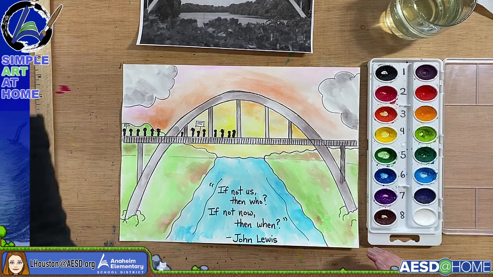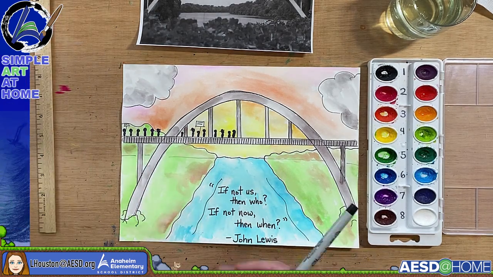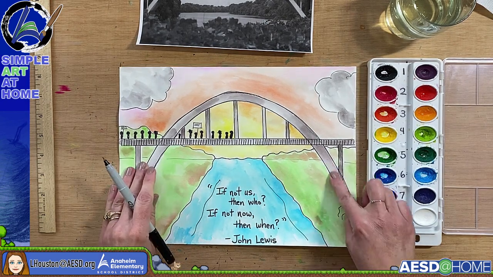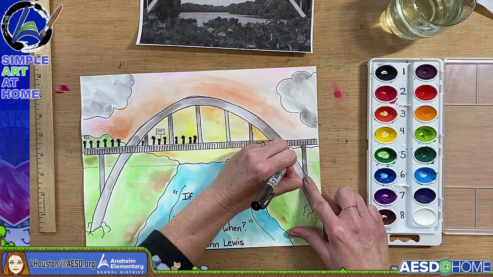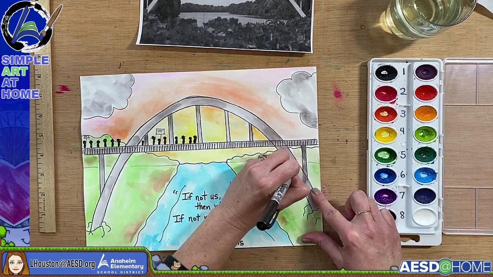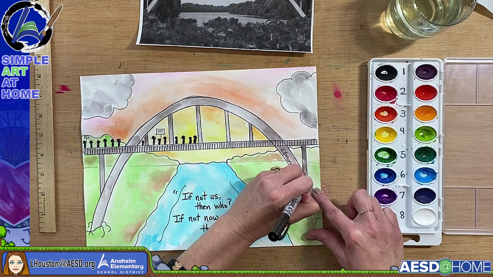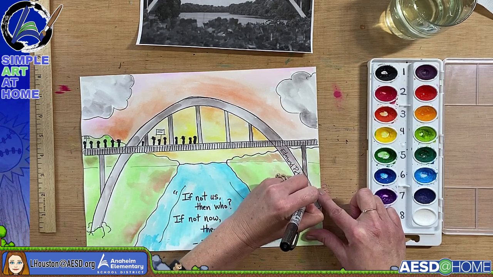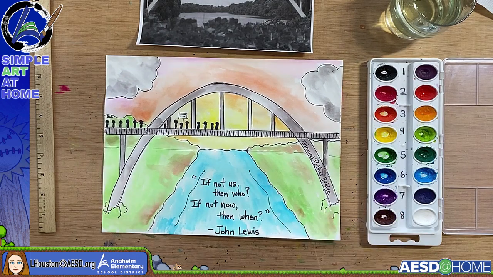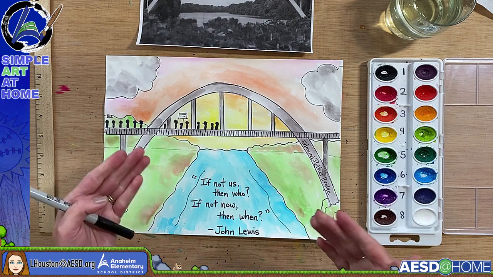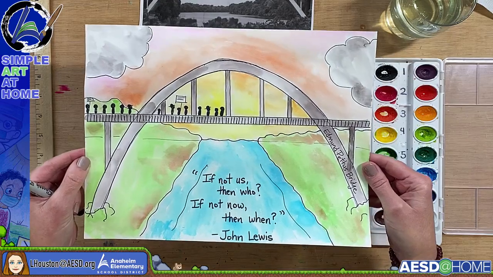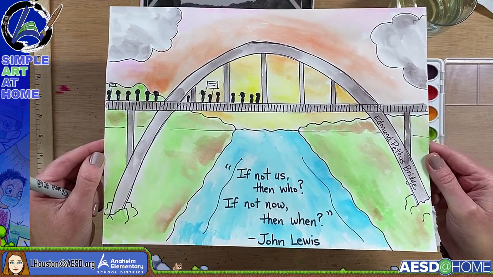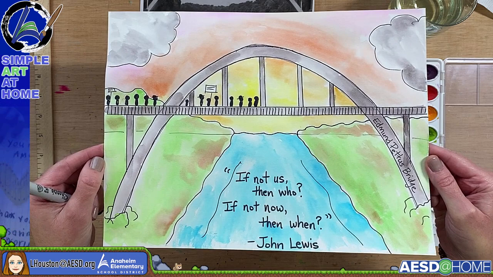Do we want to write the name of the bridge on it? Why don't we do that? I'm just going to write it on the side over here. E-D-M-U-N-D, Edmund Pettus Bridge. That way you'll remember your history lesson. Edmund Pettus Bridge. We added a quote from John Lewis, and we showed depth with the bridge being in front of the horizon. So I'm going to hold it up so you can see some of the details, and we have people on the bridge.